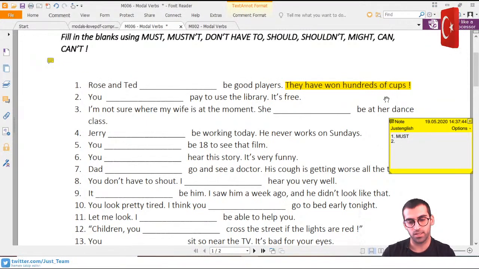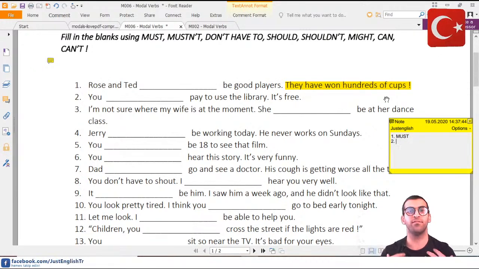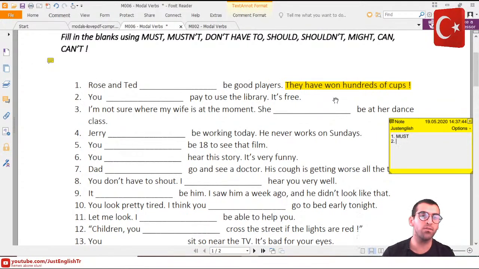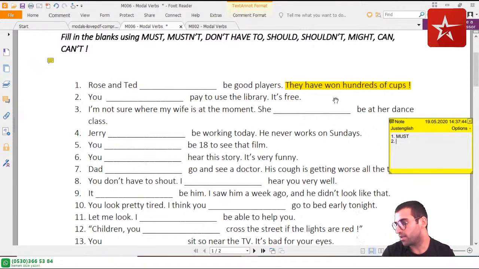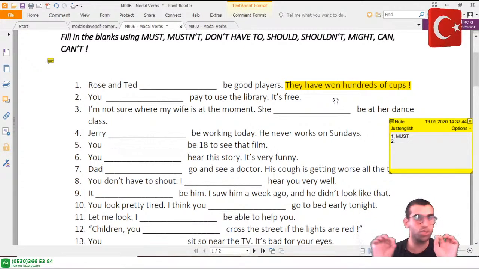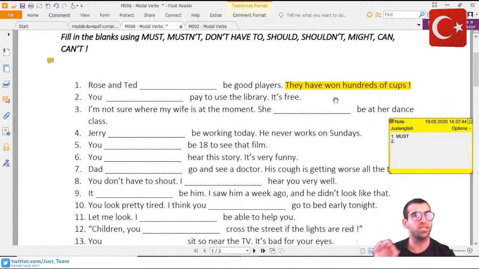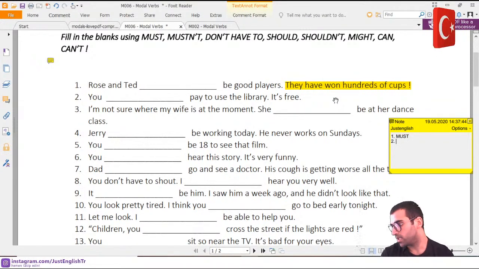They have 100 cups. I am sure because I have this information. If I don't have this information, I would use might. I would use may. Yes, certain. I'm sure something is true. That's why we can use must. Rose and Ted must be good players because they have 100 cups. Yes, Ali, because of certain.